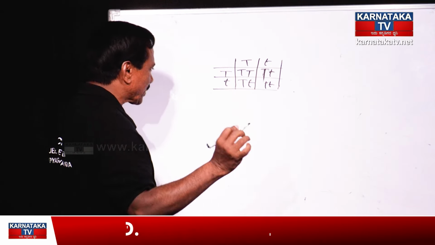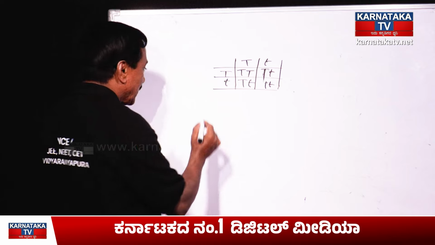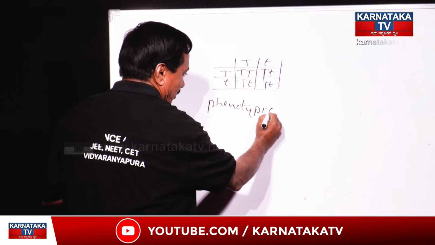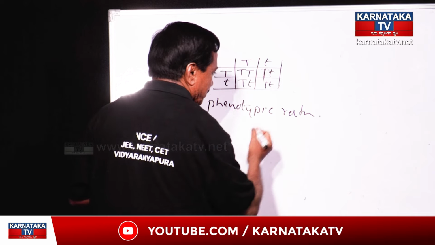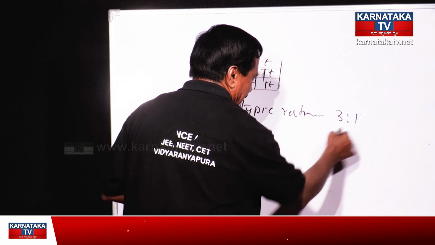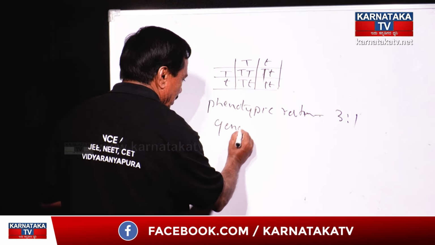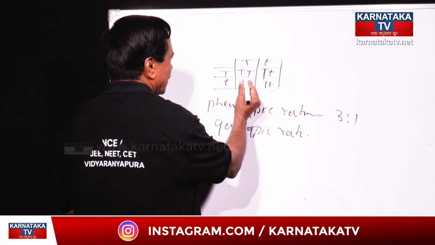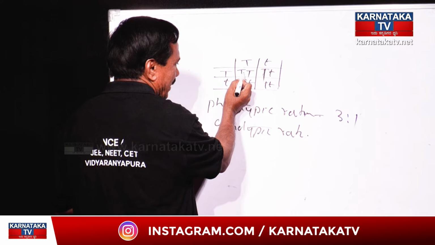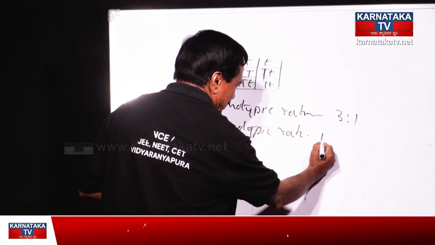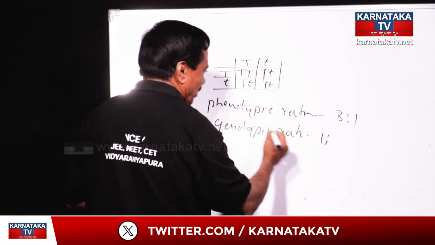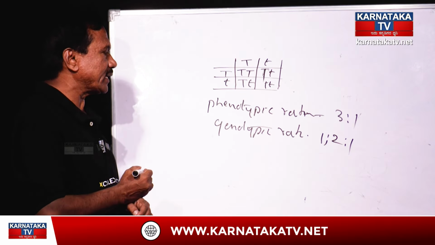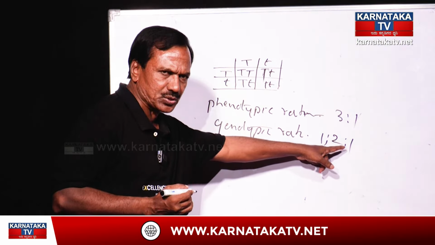At last, you have to write both the phenotypic ratio and the genotypic ratio. The phenotypic ratio of the monohybrid cross experiment is 3:1. Like that, the genotypic ratio is, you see here, only one homozygous tall plant is there. Homozygous plant is 1. These two are the heterozygous, 2. This is homozygous dwarf. So the genotypic ratio is 1:2:1.